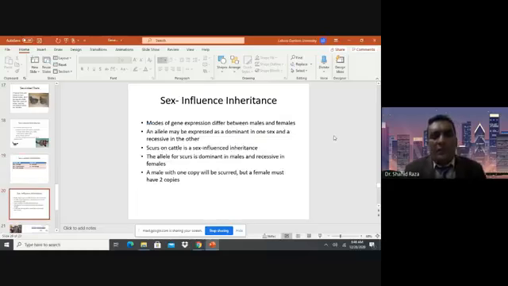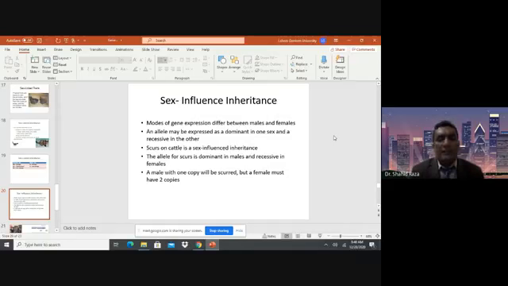When we talk about sex-influenced inheritance, the modes of gene expression differ between males and females. An allele may be expressed as dominant in one sex and recessive in the other. I will show you some diagrams in the next slides.